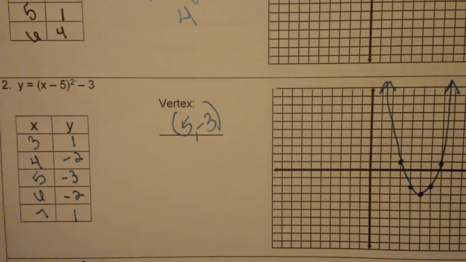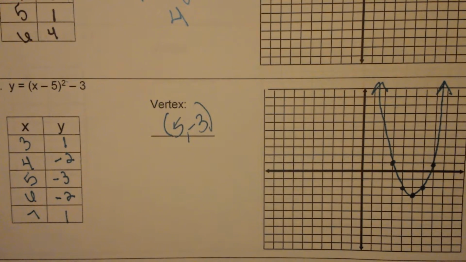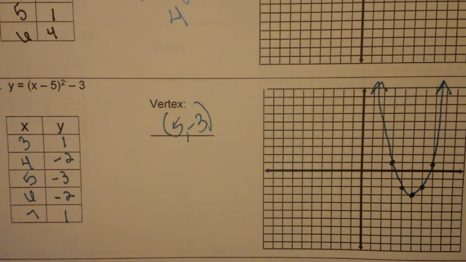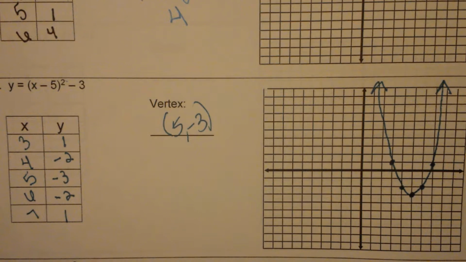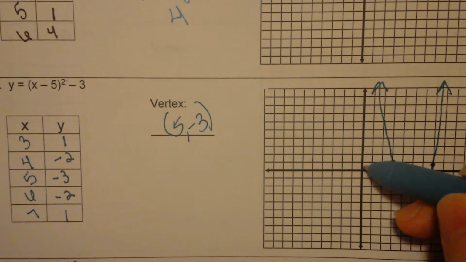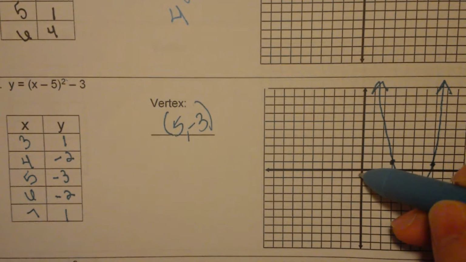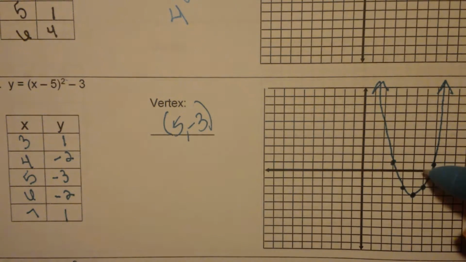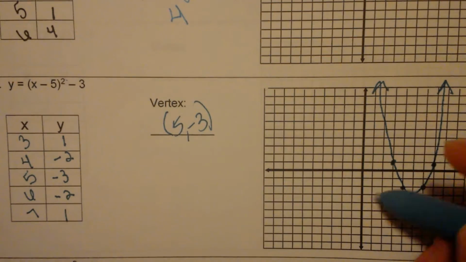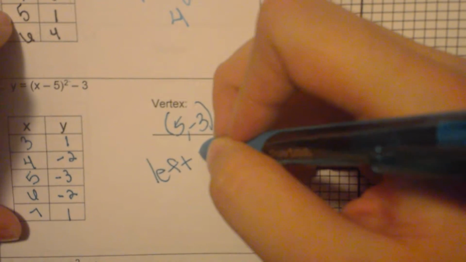So the graph looks something like this. So I know it is definitely a left, right, up, down. The vertex of the parent function is 0, 0. So it went to the right 5, and it went down 3.